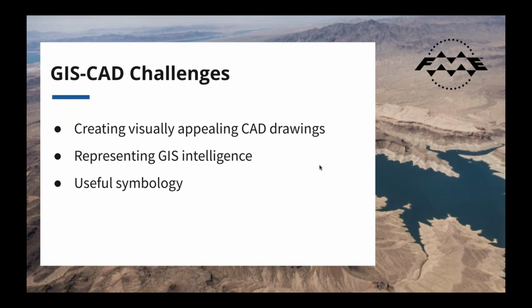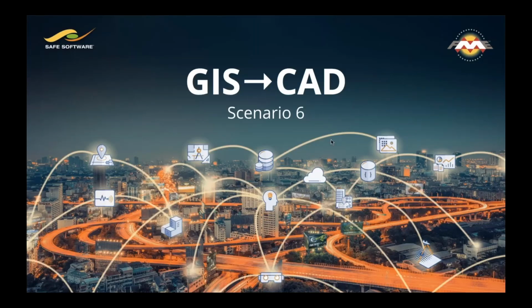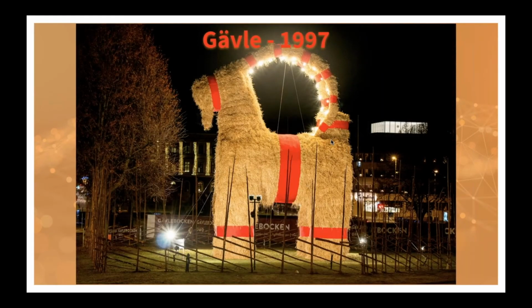So when you're going back to CAD, you want to try to create a visually appealing CAD drawing that represents the intelligence that was in the GIS and somehow create symbology that's useful for the CAD person. Often you're creating a CAD drawing that is meant to basically match a spec that your CAD end user needs to see followed. So these are the kinds of things that we see happen.